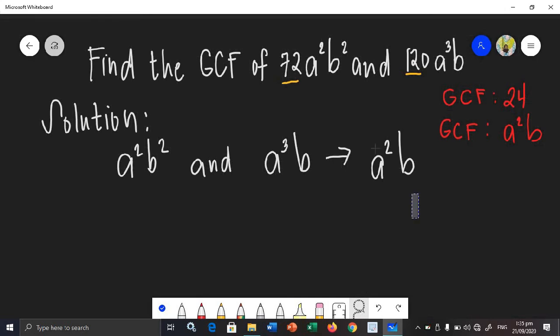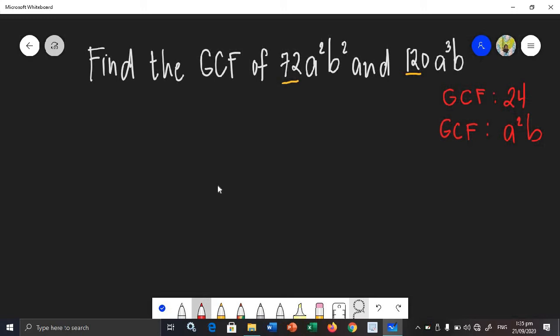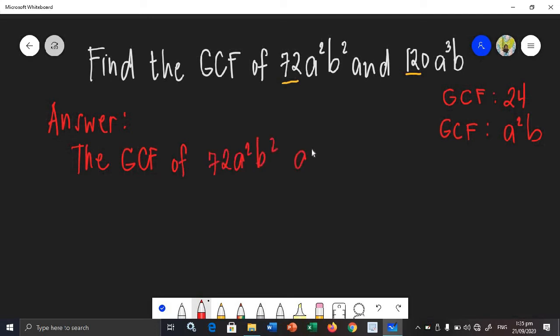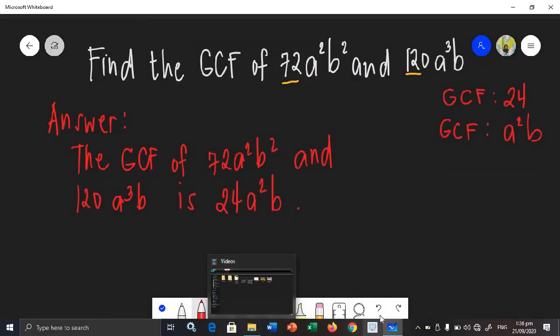So, combining these GCFs, kasi madami sila, no? We can get the GCF of this given. So, this will be our answer. So, the GCF of 72A squared B squared and 120A cubed B is, we need to combine this, okay? 24A squared B. Okay na. That will be your GCF.